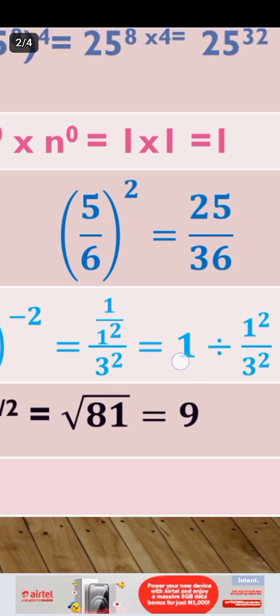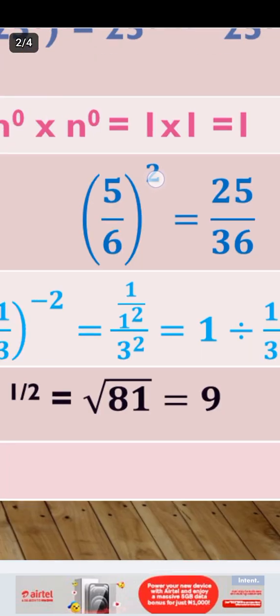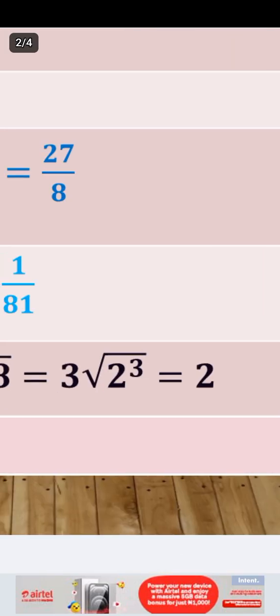1 divided by 1 squared raised to... 1 raised to power 2 over 3 raised to power what? 2, which is the same thing as what? 9. The last and not the least rule is talking about fractional indices.